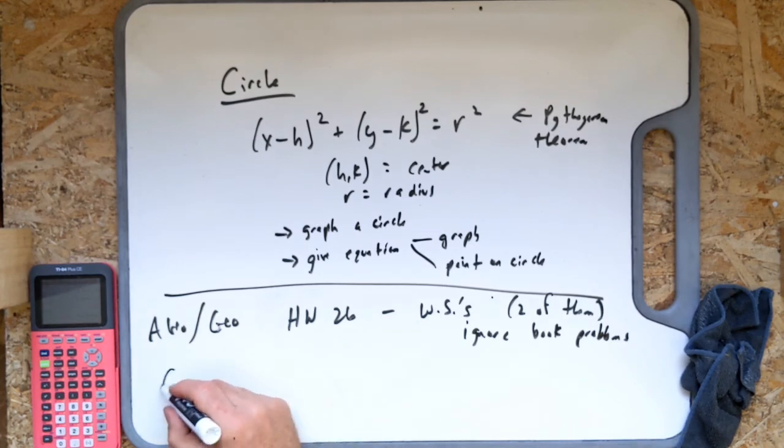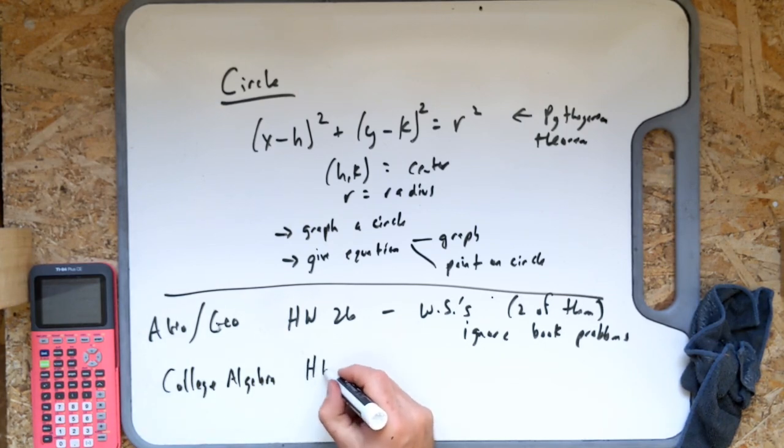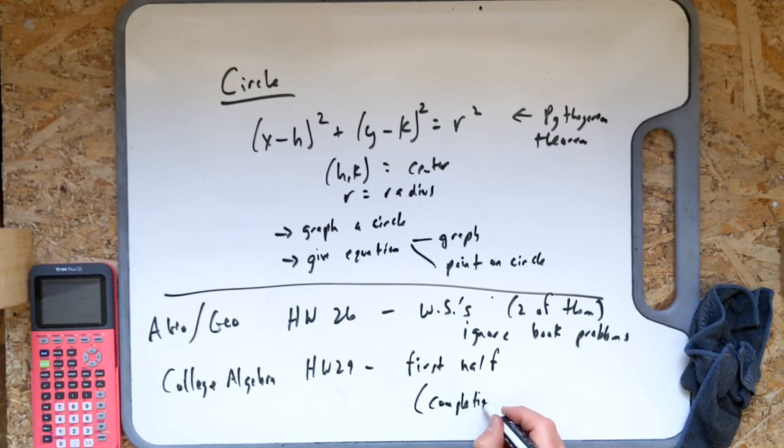And then for college algebra, you can only start the homework because the homework is both parabolas and circles. But do homework 29, first half. And also remember that you need completing the square, which I will create in another video.